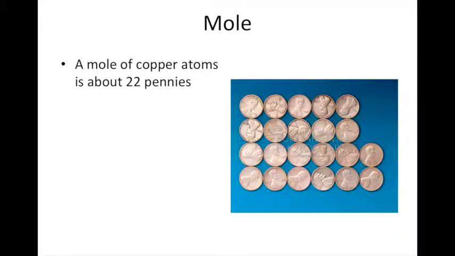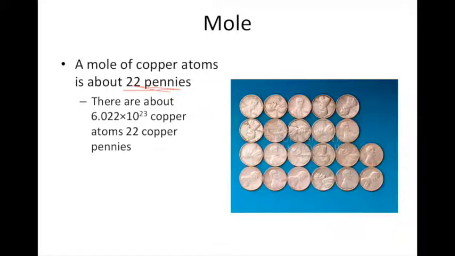Well, what if we had a mole of copper atoms? That would be enough to make about 22 pennies, assuming pennies are still made out of copper. In other words, if you had 6.022 times 10 to the 23rd copper atoms, or 1 mole, you could only make about 22 copper pennies. Again, just goes to show you just how tiny atoms are and why we need such a huge number when we're talking about atoms or molecules.